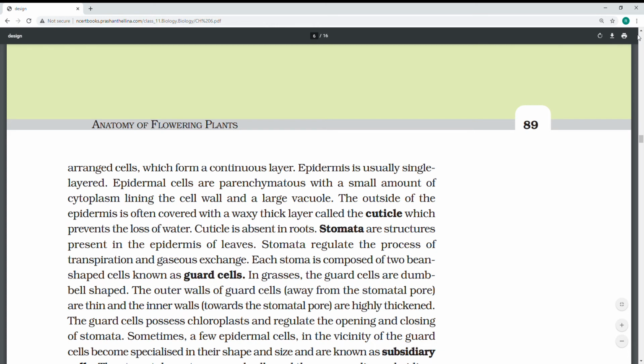The cuticle is a waxy outer layer, except in roots. Root epidermis is present in roots, but in stem it bears epidermal hairs. Now I am moving on to the stomata. See the stomata diagram here.